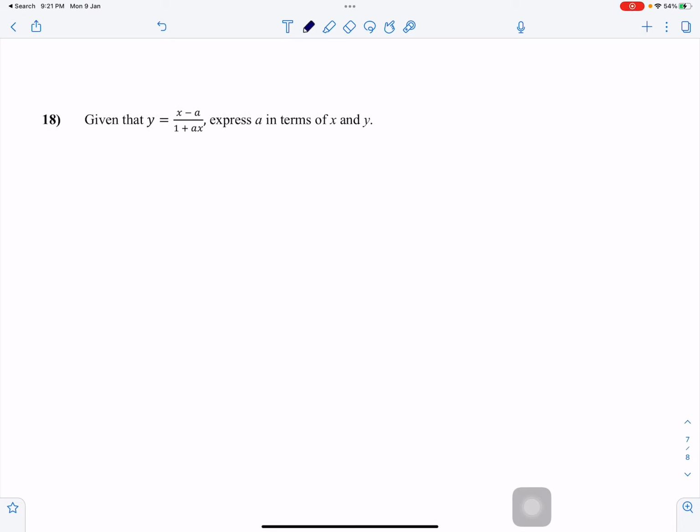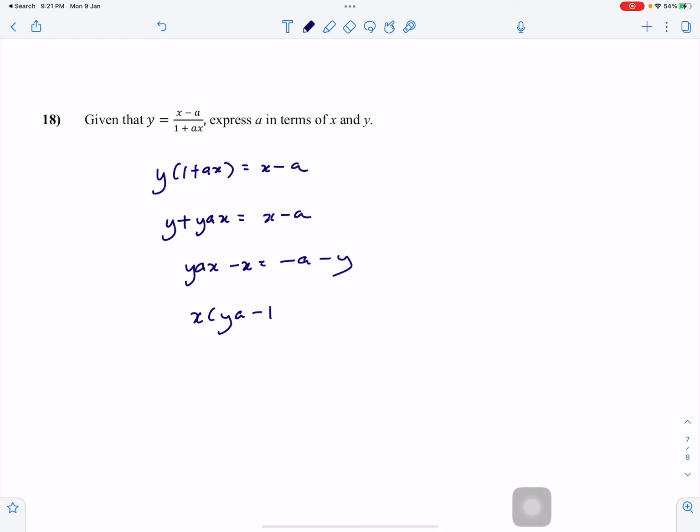Find A in terms of x and y. Now, what do you mean by find A in terms of x and y? Again, you multiply upwards. And there you go. Okay, I hope that you guys got this answer yourself.